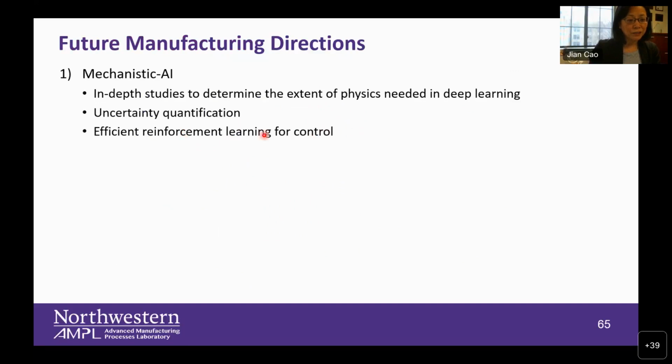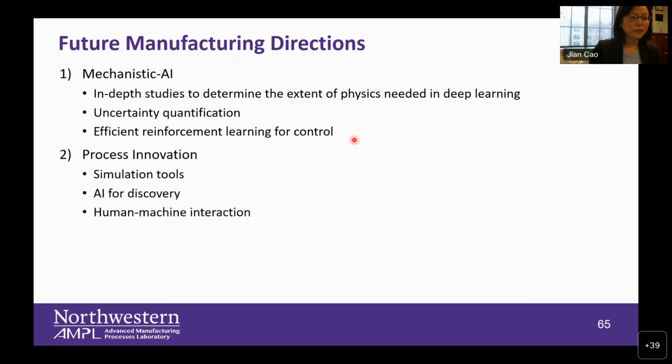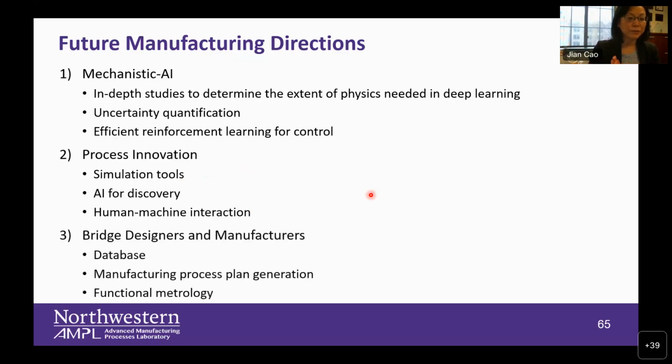Reinforcement learning is interesting because we can also use transfer learning to get to different materials. We can use this for process innovation, for simulation tools, as well as sometimes human-machine interactions. For example, in incremental forming and other processes you have humans involved as well. But the other thing I think is very, very critical is bridging the designers and manufacturers.